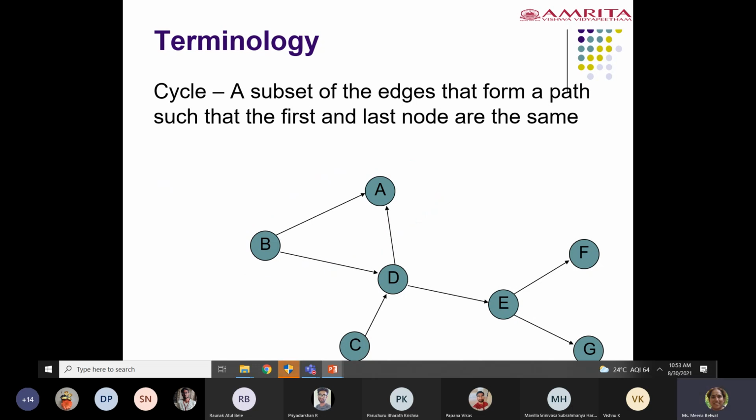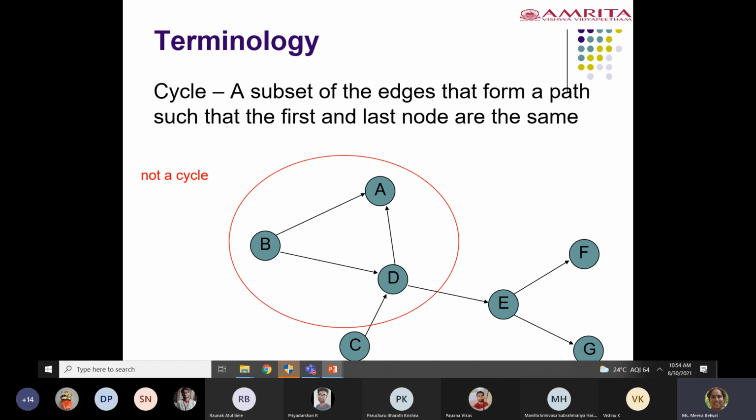Now let's say this is the graph given. The question is, is A, B, D a cycle? Let us check. The set is given as ABD, so what are the edges? I have edge BA, edge BD, and edge DA. If I start from B, I have BD, I have DA, but there is no AB. So this is not a cycle, because it's a directed graph and we need to consider the edges, and by considering the edges, we are not getting a cycle. So this is not a cycle.